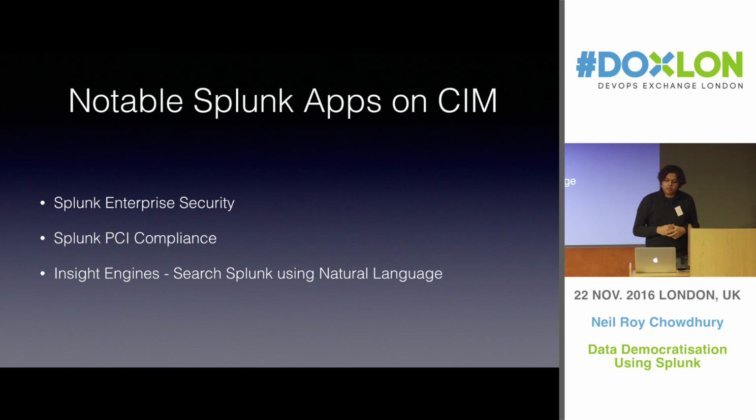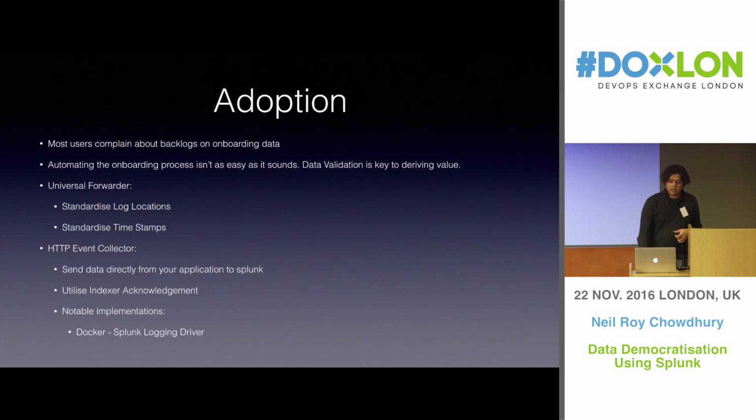So, notable apps. Because Splunk CIM is a centralized model, Splunk is able to create integrations for you. So you have the Splunk Enterprise Security app and the Splunk PCI compliance app. There's also another app called Insight Engines that enables you to search Splunk using natural language. So even better for federating it to business folk.